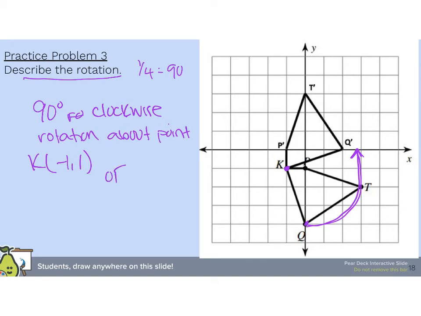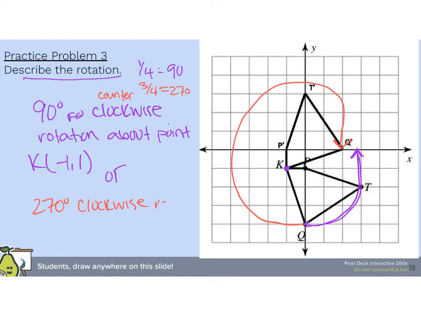Or there's always two options. I could have gone the other direction, right? So Q could have gone 3/4 of a turn, which is 270 degrees. Oh, I got my directions backwards. Sorry. This is clockwise. Counter. Clockwise rotation about point K, which is at -1.